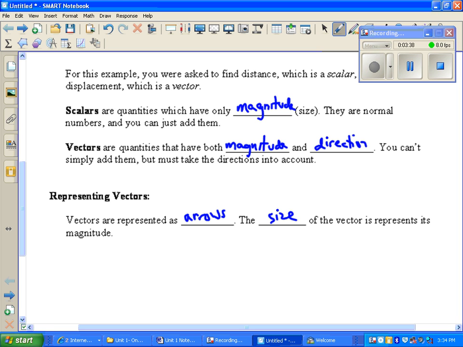If I had 2 miles and 4 miles, the vector representing the 4 miles would be half as long as the vector representing the 2 miles.